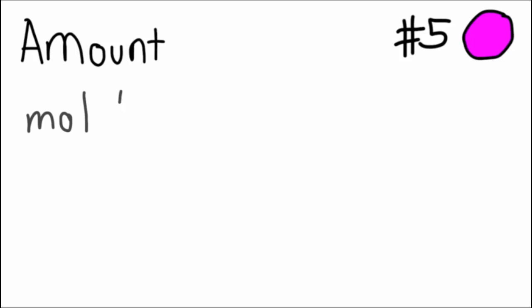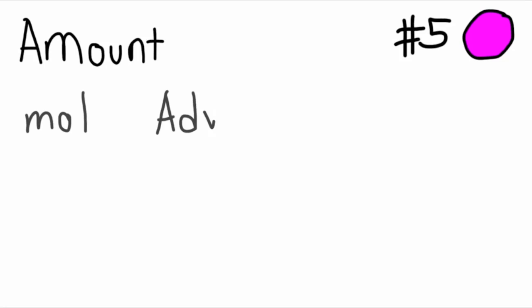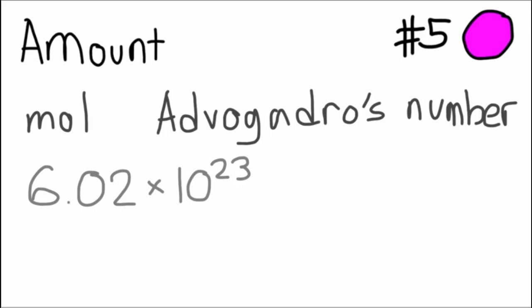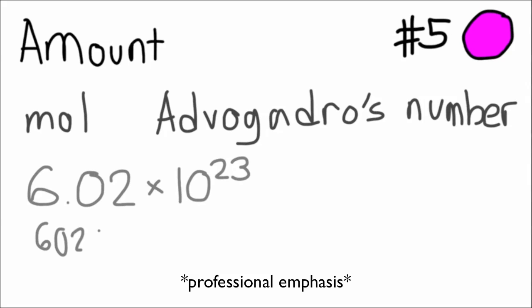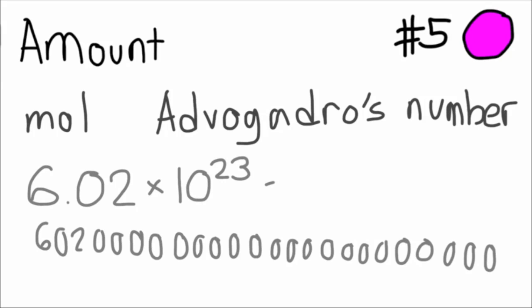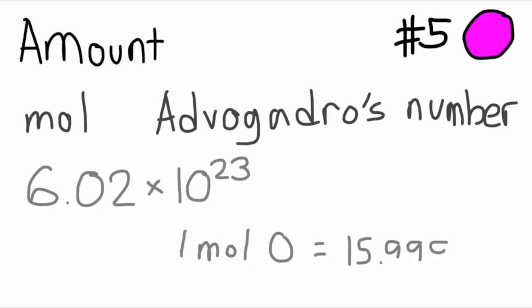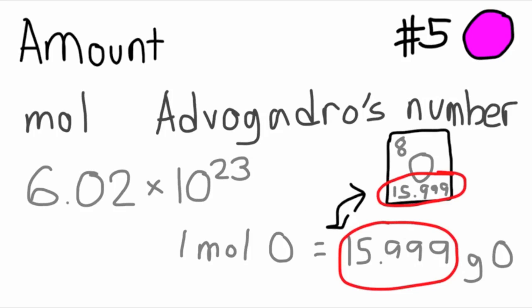The mole is used to measure the amount of atoms. So the mole, also known as Avogadro's number, is about 6.02 times 10 to the 23rd. So that means that, approximating it, it's 602 with, I think, 21 zeros behind it. So this number is very interesting. If I had a mole of oxygen, its weight in grams would be 15.999, which, not coincidentally, is also oxygen's atomic weight. That's what's special about the mole.